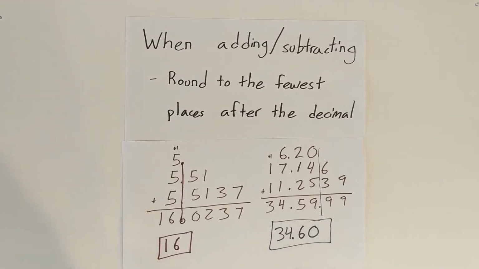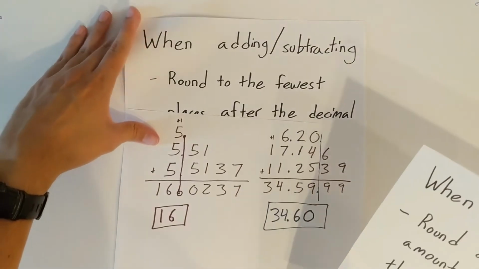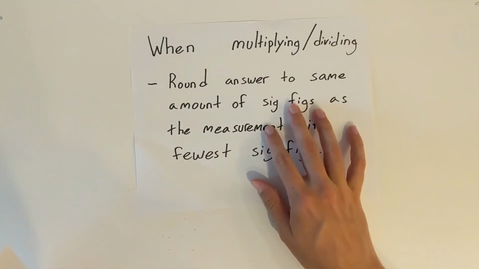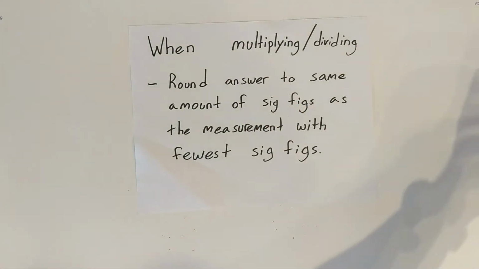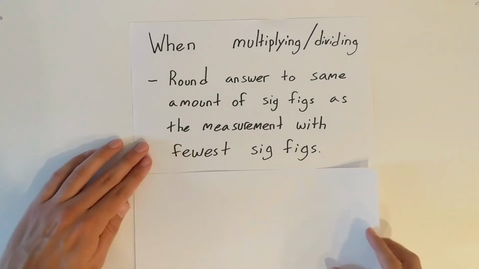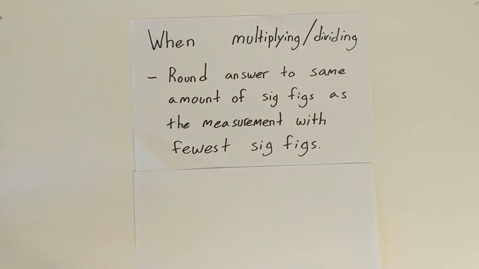When we multiply or divide, it's slightly different. So when multiplying or dividing, we are going to round the answer to the same amount of sig figs as the measurement with the fewest sig figs. So we'll do a few examples of this one as well.